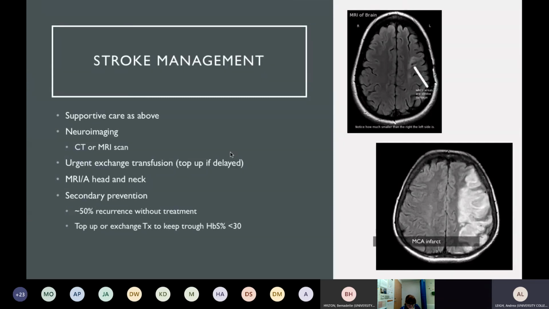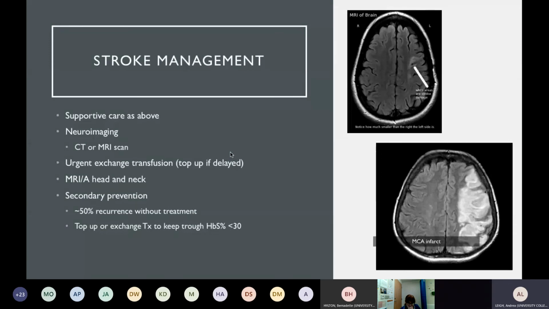When they're stabilized, you're probably going to want to do an MRI and MRA of the head and neck to look at the blood vessels. And then you're going to need to think about secondary prevention. One of the key things to preventing stroke is that if you've had a first stroke, there's a significant risk of having another stroke. So without transfusions, you've got a 50% recurrence rate of stroke.